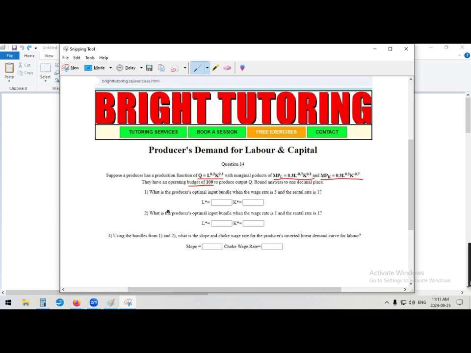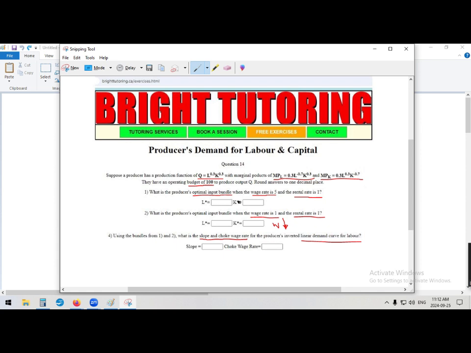And what we have to figure out here, for the first question, is their optimal input bundle, L star and K star, when the wage rate is $5 and the rental rate is $1. Then in the next question, we do the same thing, but the wage rate decreases to $1 and the rental rate stays the same. Once we have those two answers, we'll use those two bundles to find the slope and choke point for the producer's inverted linear demand curve for labor.